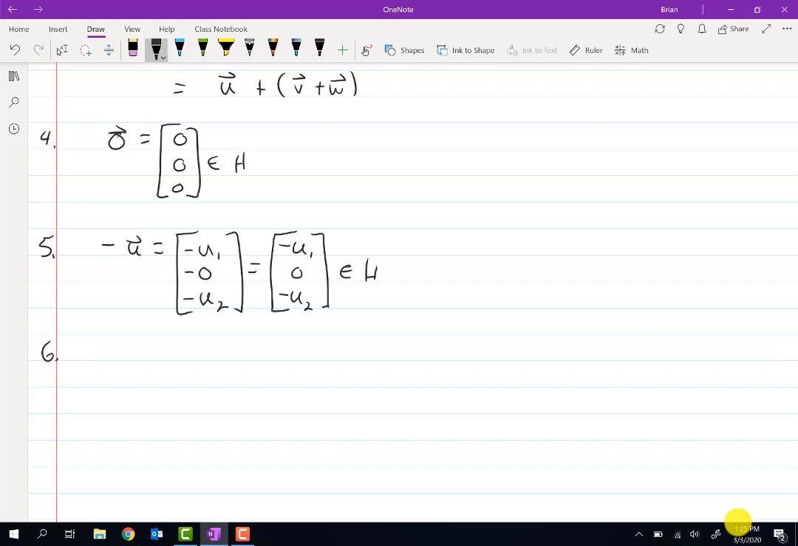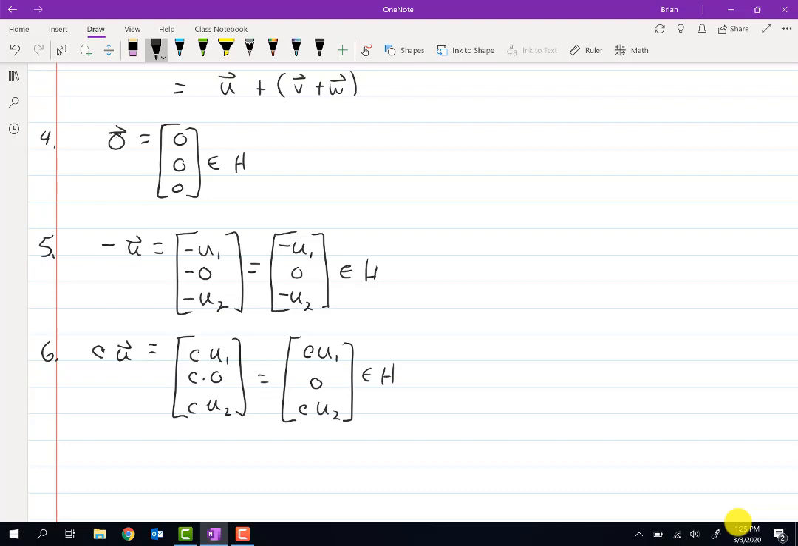Let's see what number 6 is. If I take a scalar and multiply it to the vector, then you take the scalar and multiply it to each component. Well, any number times 0 is still 0, so I have CU1, 0, CU2, and this is in H because the first coordinate is some sort of real number, the third coordinate is some sort of real number, but the big thing is that the second coordinate is 0.